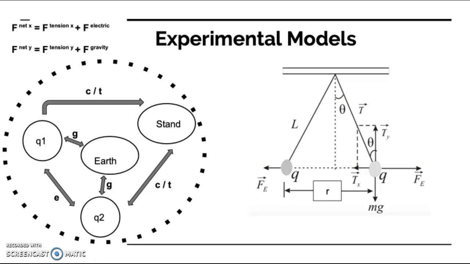So the models we used for this experiment were the equations F net equals F tension plus F electric for the x direction, and F net equals F tension plus F gravity for the y direction. Our system schema included our balloon stand, Earth, and the two charges. Earth and the two charges have gravity between them, and the charges have electric potential between them. The charges and the stand have contact force and tension force between them. And on the right is our force diagram for this experiment.